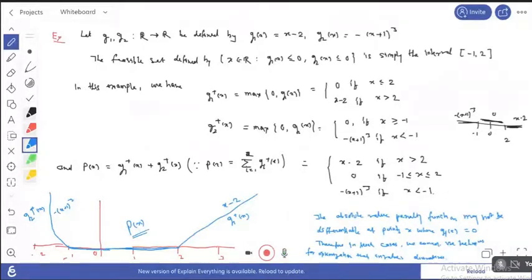So there is another form that guarantees that your penalty function is differentiable. That is the Courant-Beltrami penalty function. Okay, so next page.